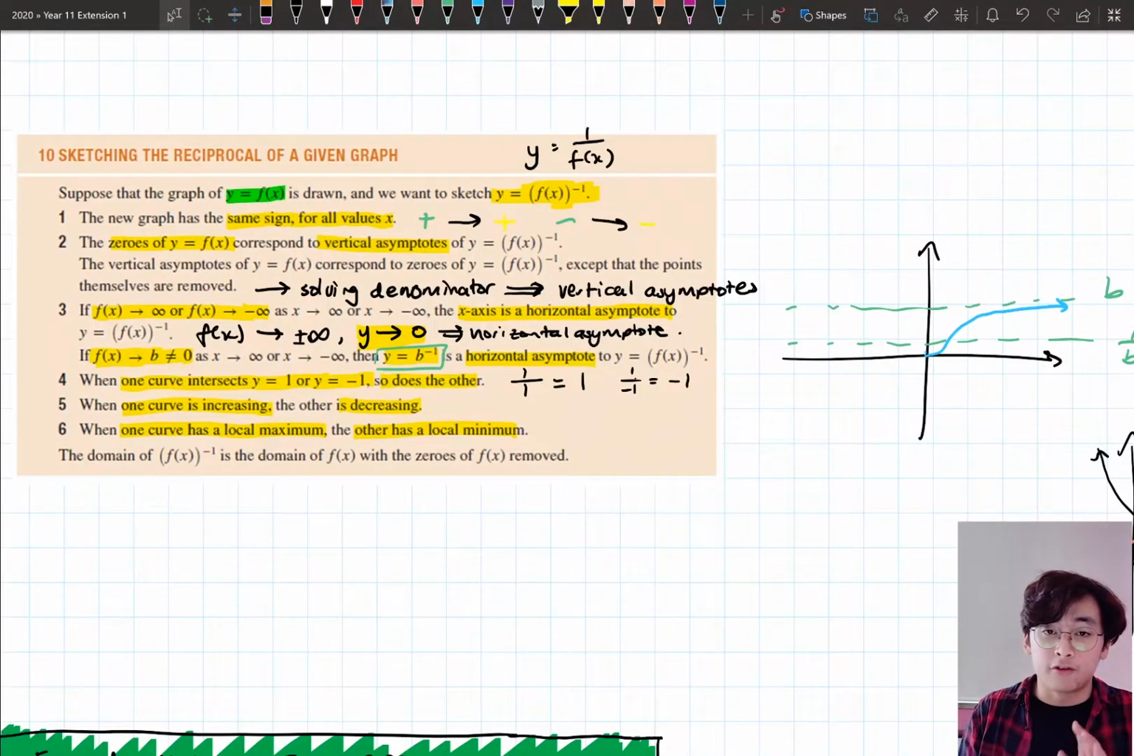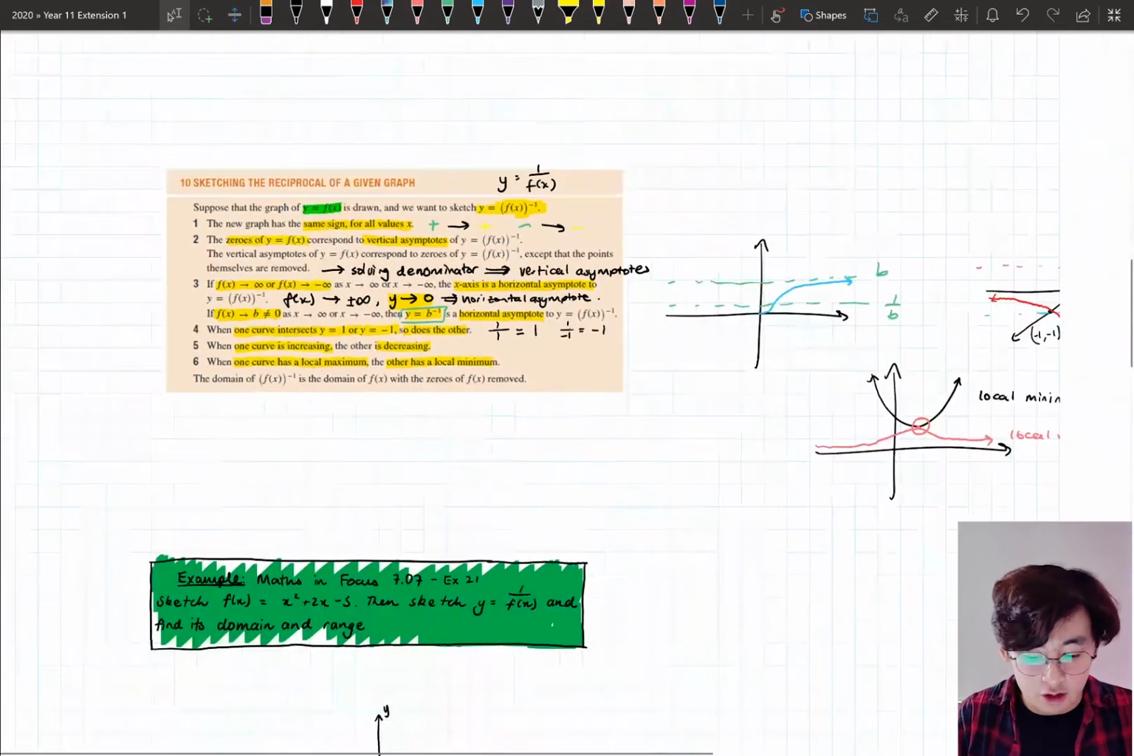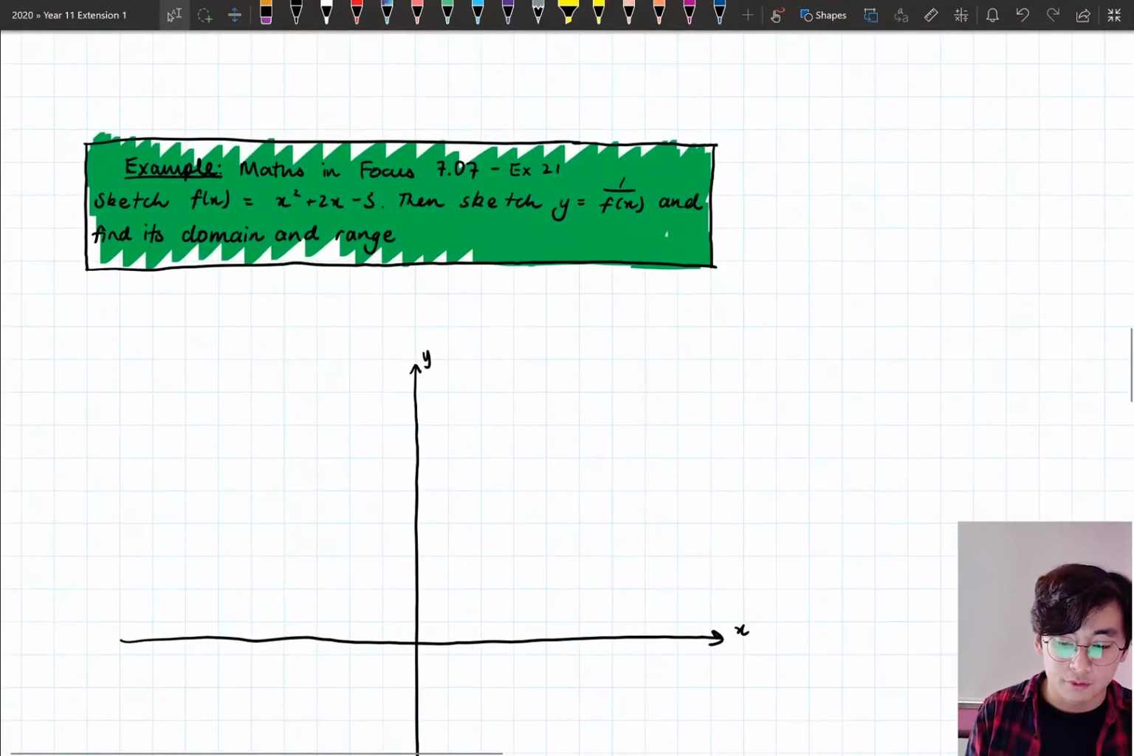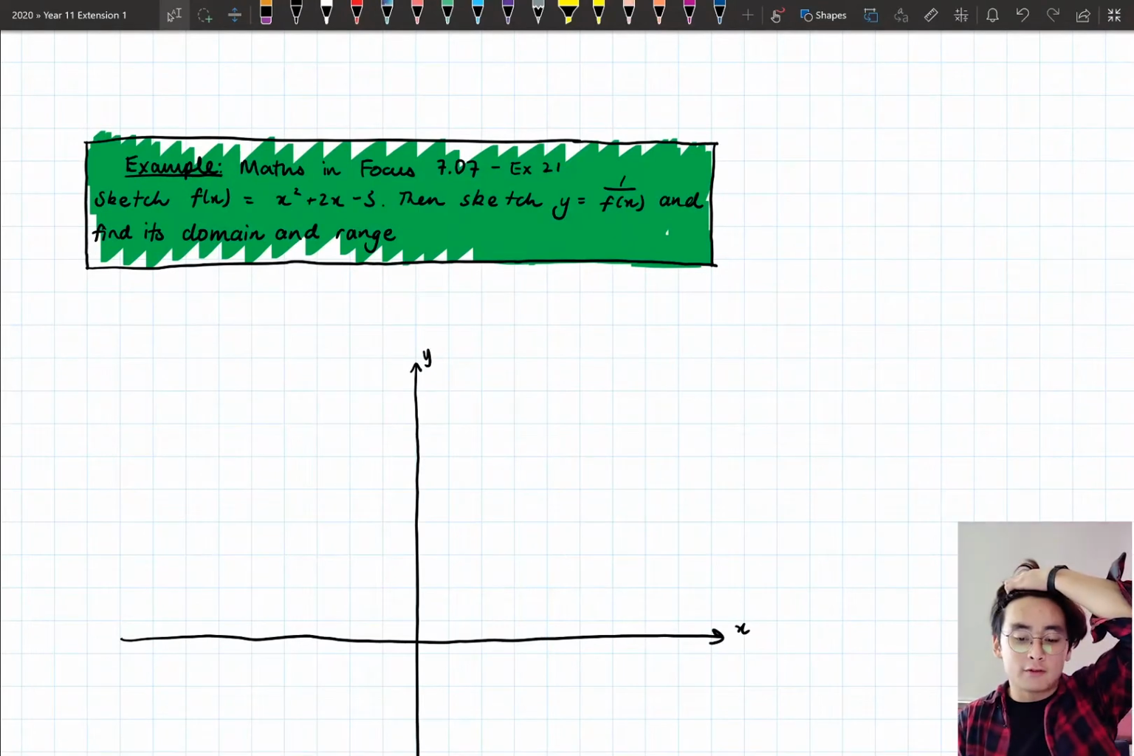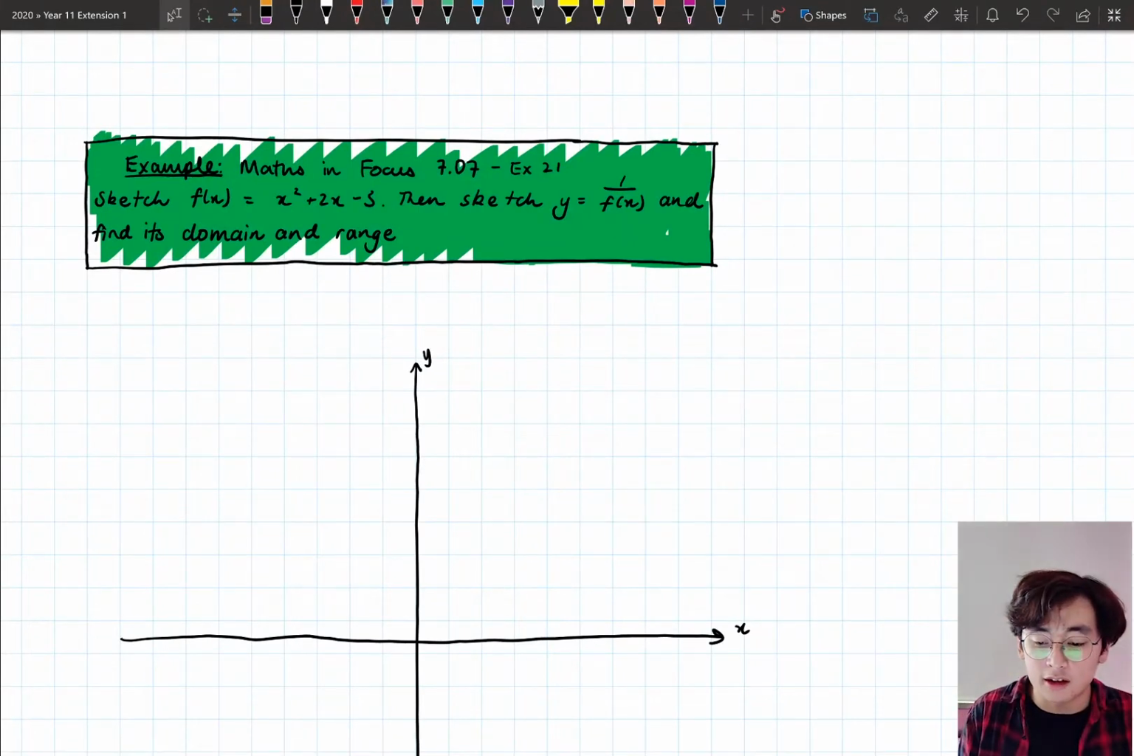What I'm going to do is go through a few examples of this just to show you what this looks like. So let's have a look at these questions here. This is from Maths in Focus 7.07, exercise 21. The first part is we want to sketch f of x is equal to x squared plus 2x minus 3, and then sketch y is equal to 1 over this function.